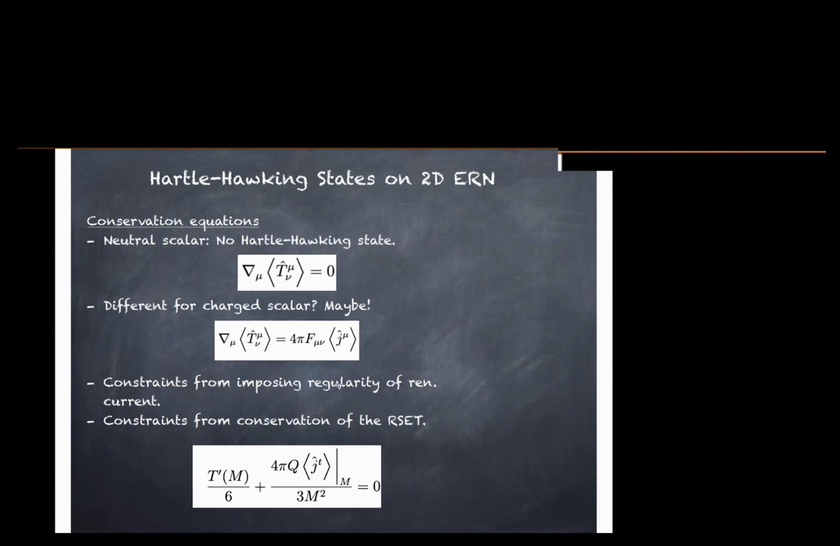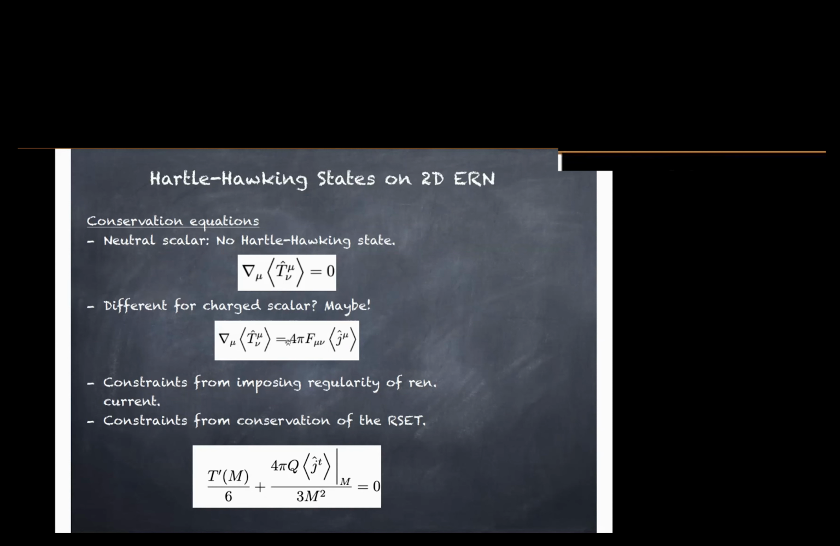For 2D extremal Reissner-Nordström for a neutral scalar, this has been done. These are the conservation equations here. If you integrate them back, you find that you can't have a Hartle-Hawking state. It requires that the trace anomaly vanishes over the horizons, which it doesn't. But if you include a charge, so you have a charged scalar field, the conservation equations are modified, as you can see here, by this additional term on the right-hand side.